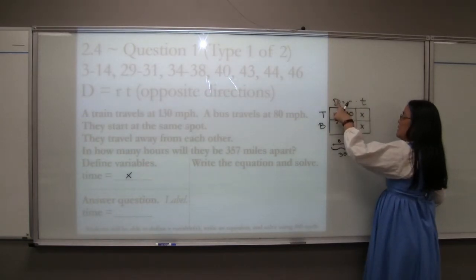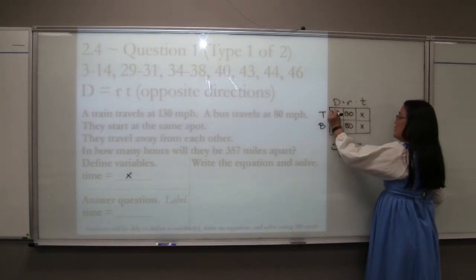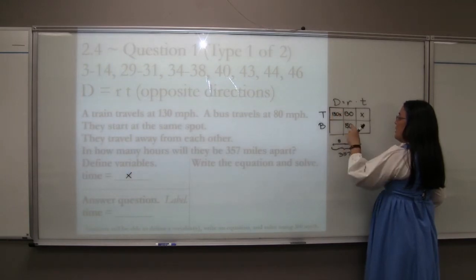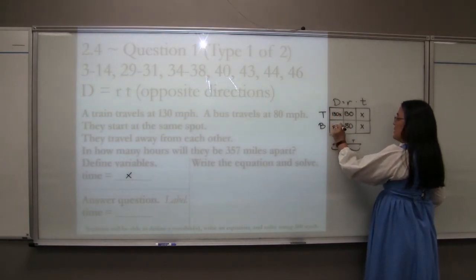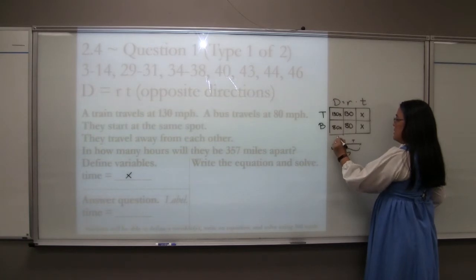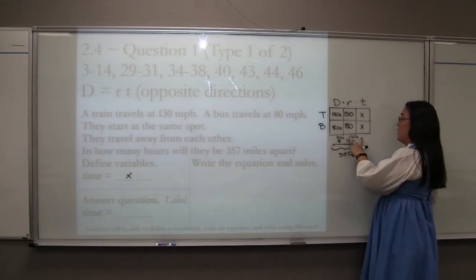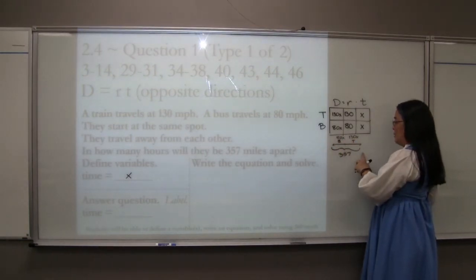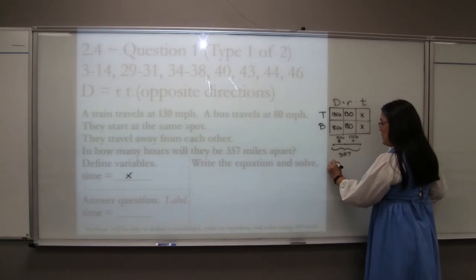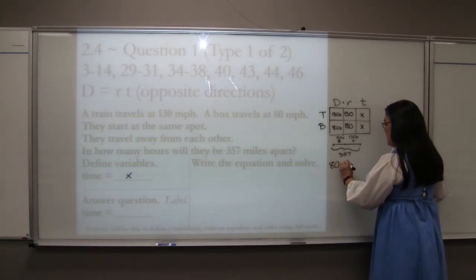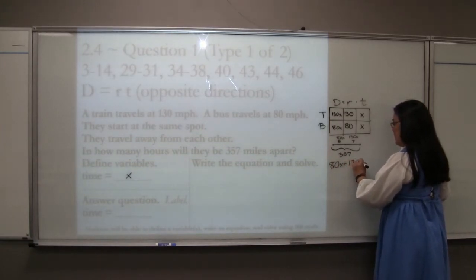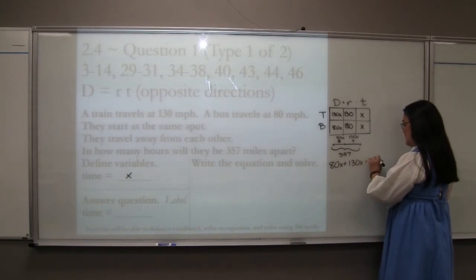Rate times time equals distance. 130 times x equals 130x. 80 times x gives you 80x. And that says that this is 80x and this is 130x. And from geometry and real life, the two little pieces add up to equal the big piece. That's how we make our equation. The two little pieces add up to equal the big piece.